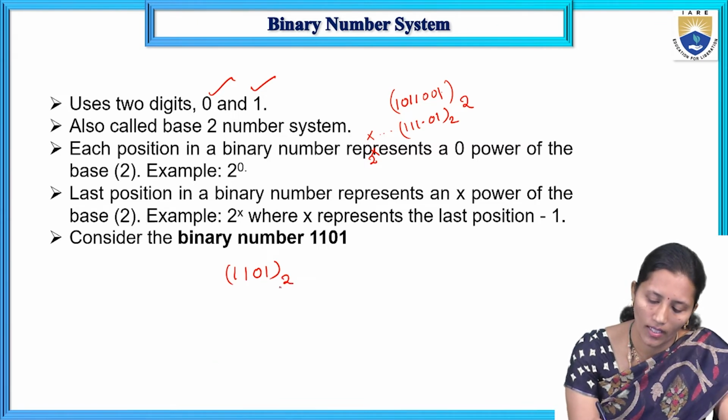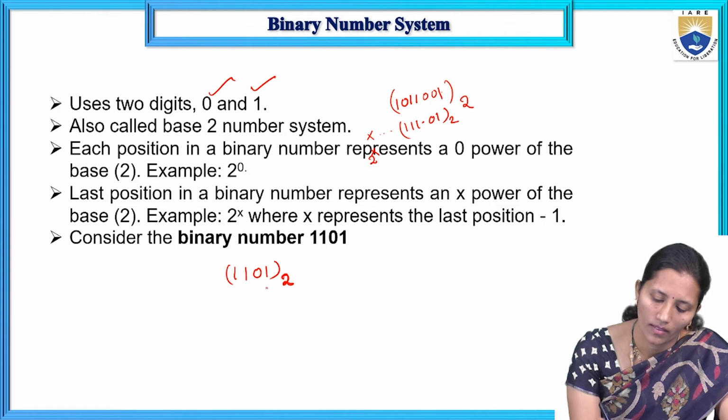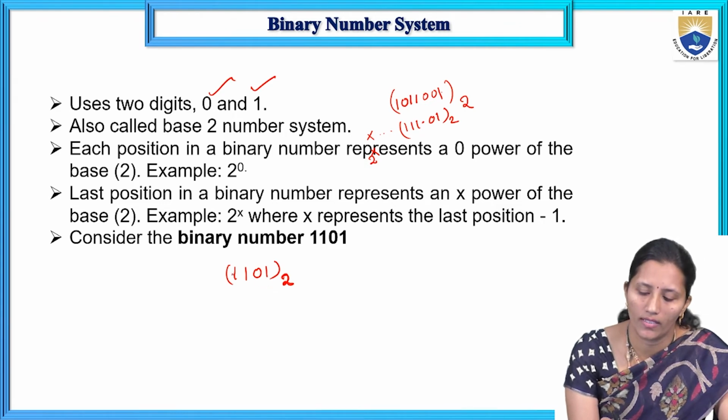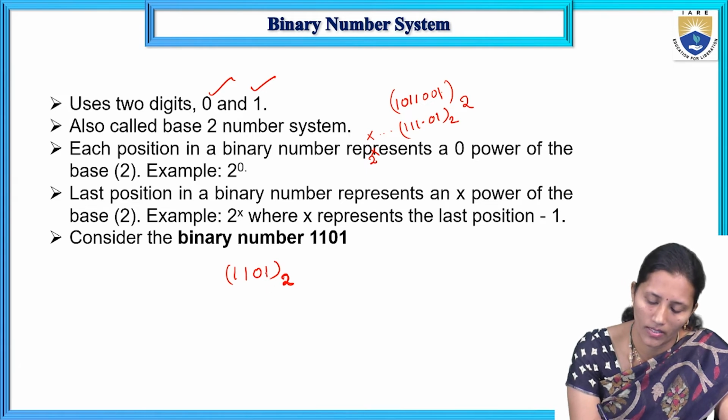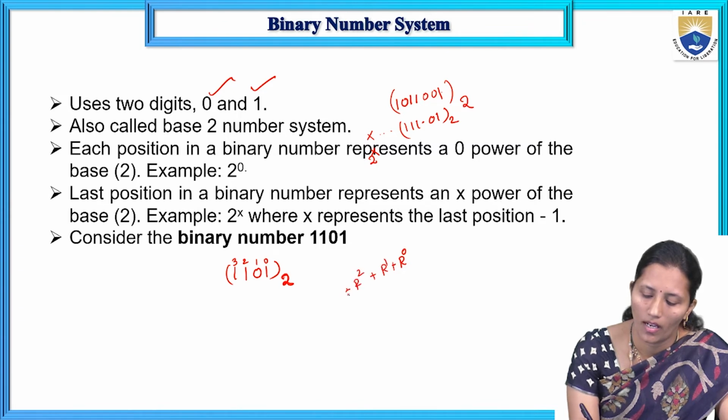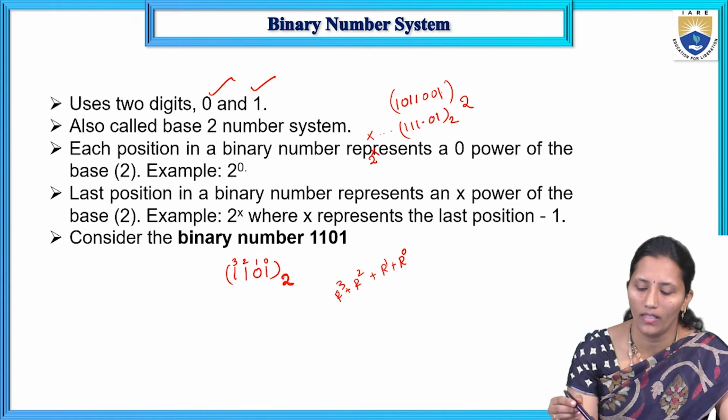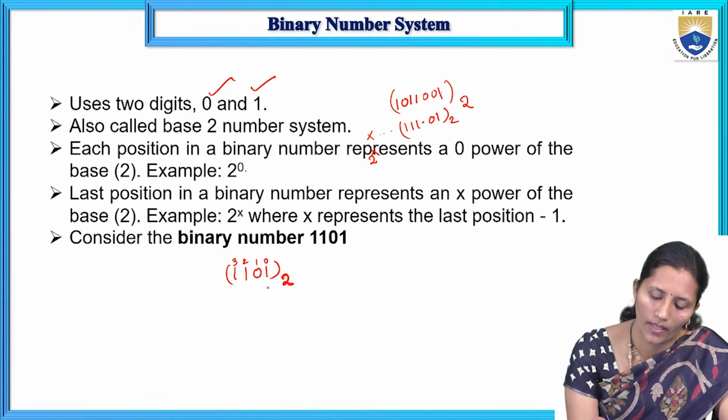So, here the radix is 2. For example, I want to find out the weighted sum of the individual digits here. So, this is position 0, 1, 2, 3. In the binary number system, it is r power 0, r power 1, r power 2, r power 3. Okay, we will use that weight of that system.